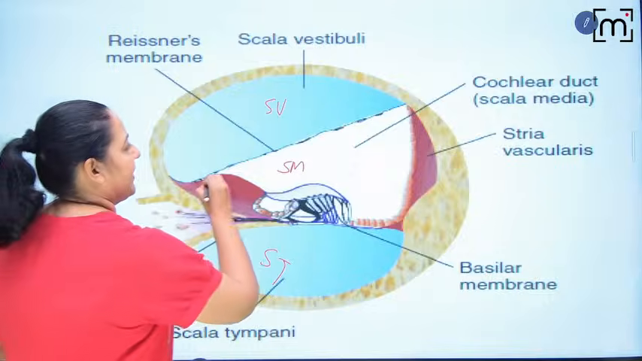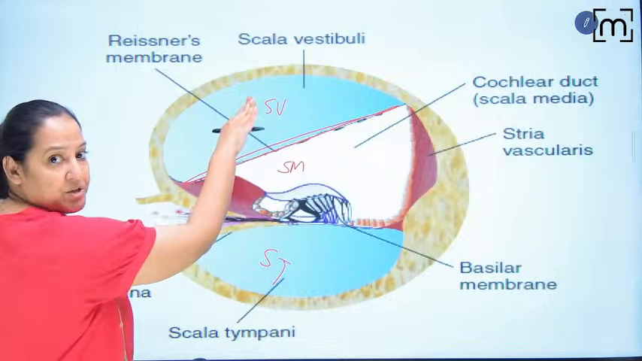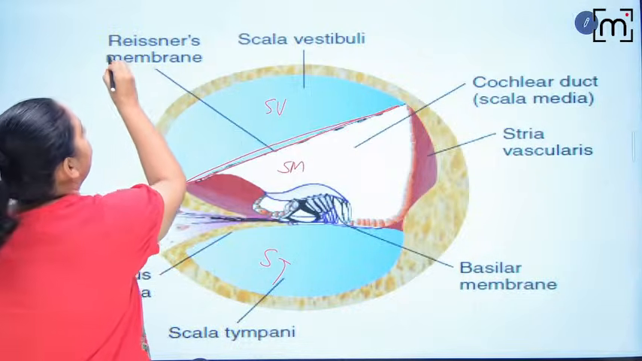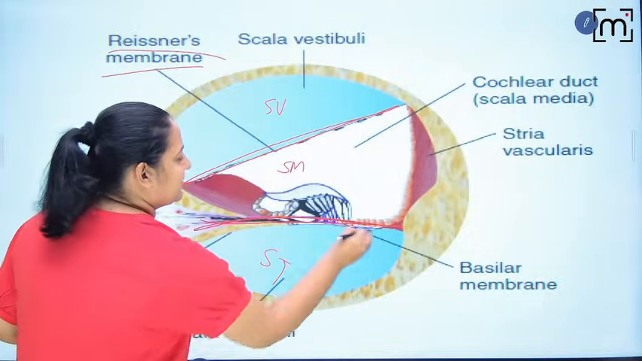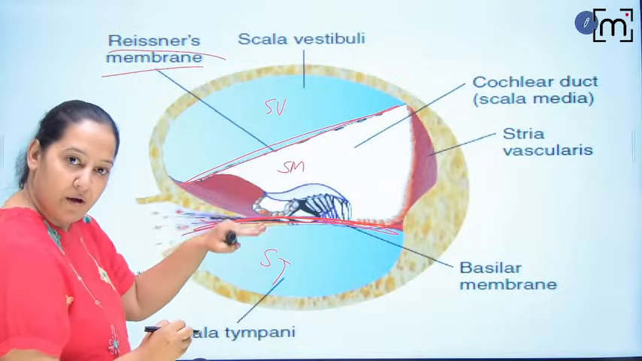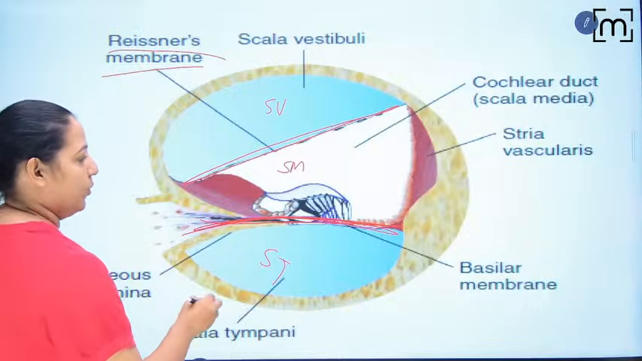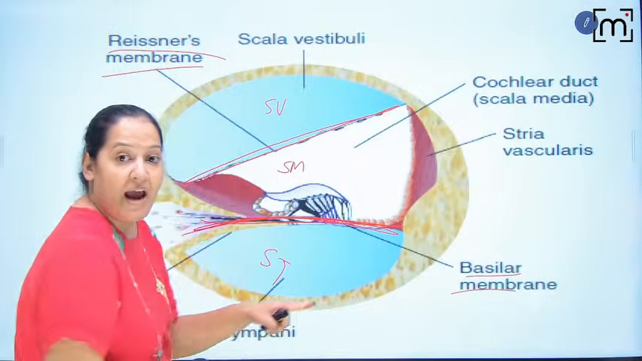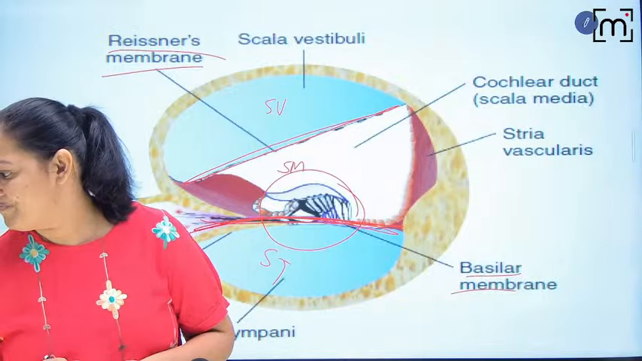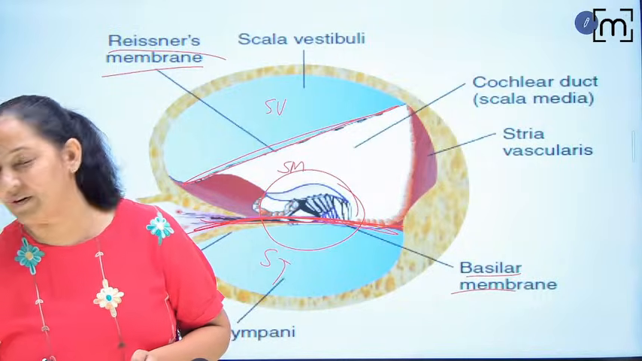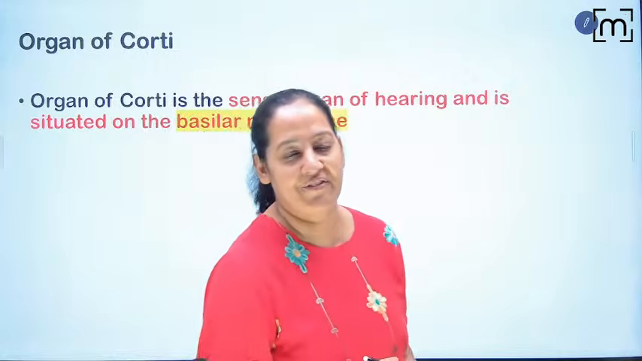Okay, appreciate the membrane. This membrane, which is separating scala vestibuli from scala media, is Reissner's membrane. And appreciate this membrane, which is separating scala media from scala tympani. It is known as the basilar membrane. And on the basilar membrane, we have the organ of Corti, that I will explain. Okay, I guess everyone got it. No one is asking a question, so I think everyone got it.